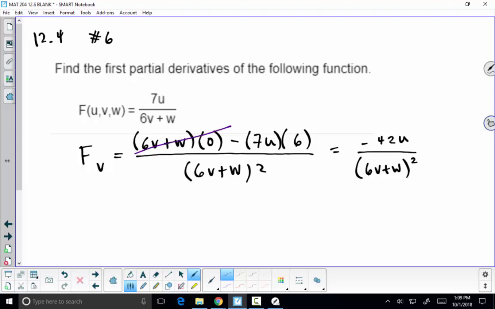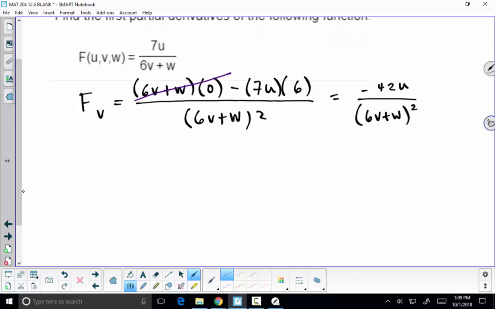And then we just kind of continue on for the u and w. So how about f sub w? Let's do f sub u first. It's going to be 7 over the denominator. V and w are constant with respect to that, so we just end up with 7 over 6v plus w. Right? V and w are constant. And then when we partial f with respect to w, it's going to look a lot like the first one. We'll use quotient rule, and then we have a multiplier of 1 instead of 6.